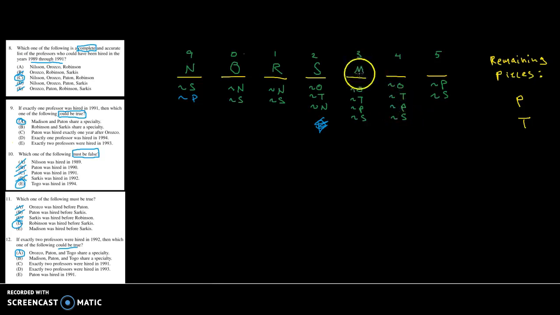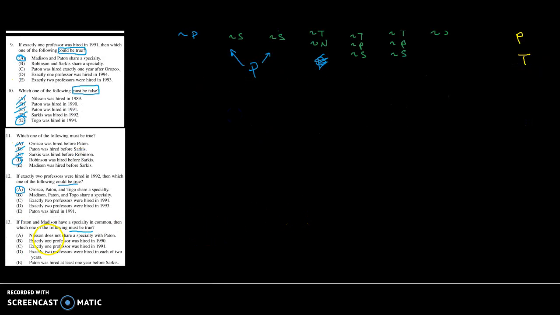If they have a specialty in common, that has to be at least 2 jumps away from M. I'm not allowed to put it here and here according to our master sketch. I could put P over here or over here in order for it to have a specialty in common with M. So according to this scenario, P can go either here or there. All right? Which of the following has to be true?